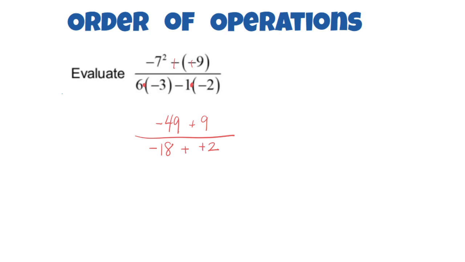So simplifying my numerator gets me a negative 40. Simplifying my denominator gets me negative 16. All right, that does reduce. 8 goes into both of those. The negatives would divide out. So I'm left with 5 halves for my final answer on that.